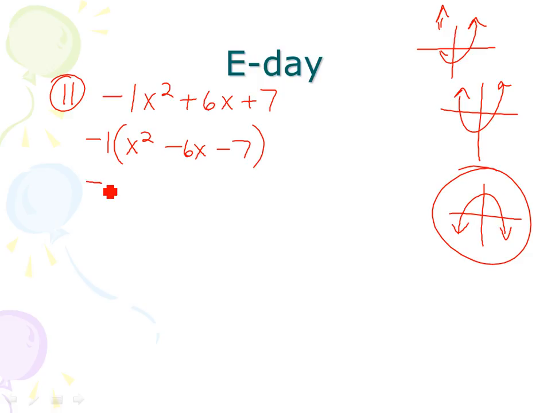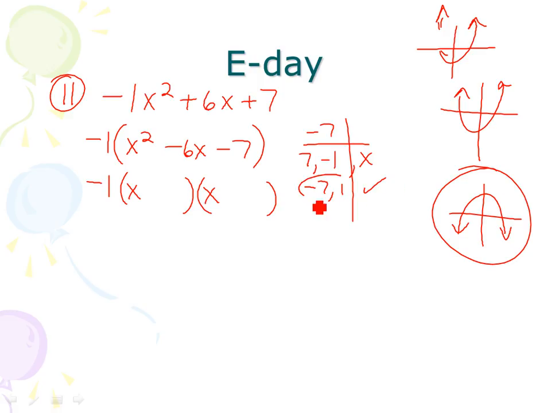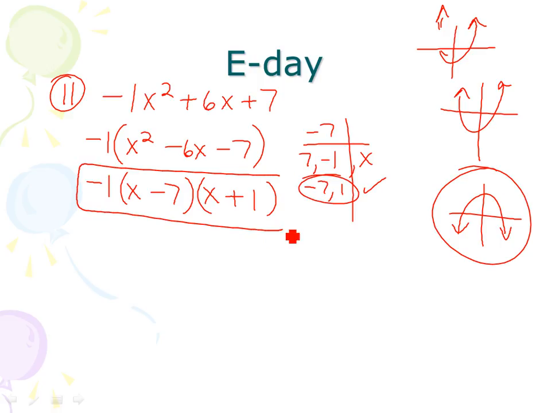So now we just do it the exact same way, but you have to make sure that negative 1 stays out there because that's part of your answer. What are the factors of x squared? x and x. And then we want to find the factors of negative 7: 7 and negative 1. Does that combine to give us negative 6? No. What are the factors going to be? Negative 7 and positive 1. That's the one that's going to work. So that's the one we stick in here, negative 7 and positive 1. That's our factored form.